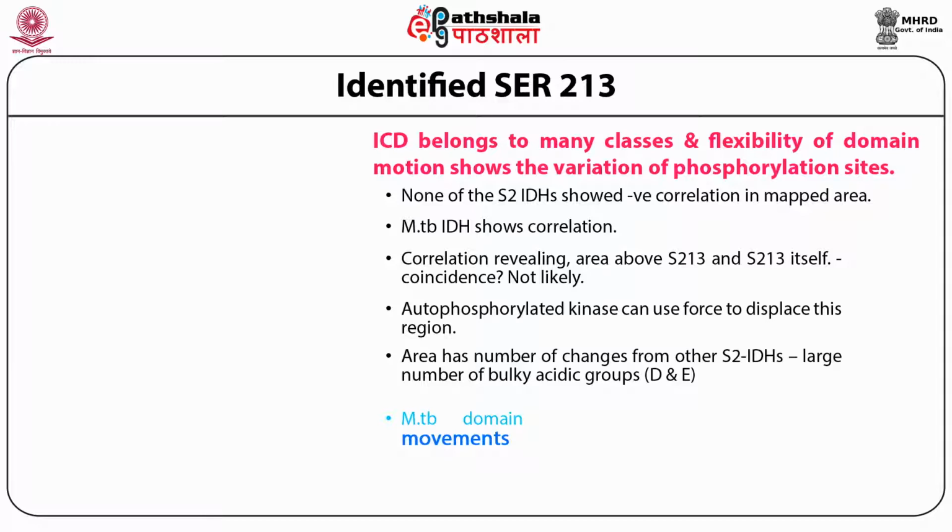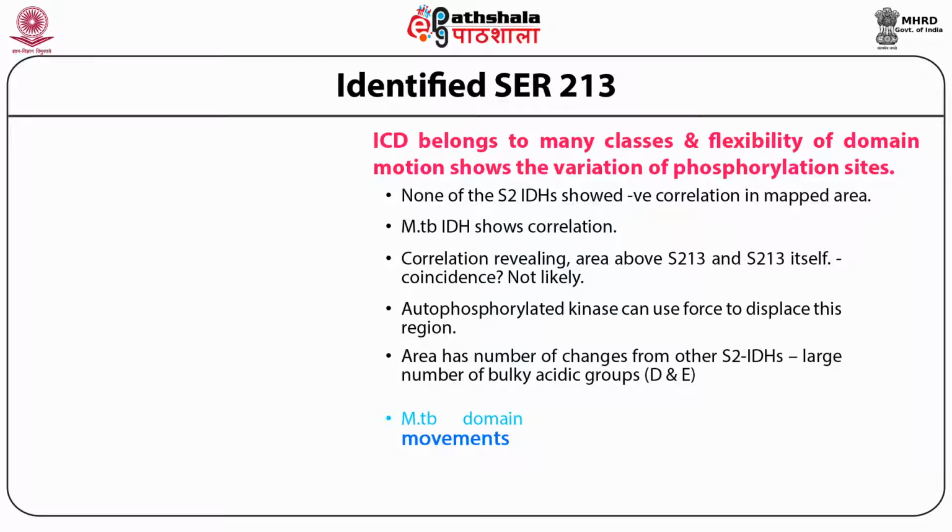What we saw is a series of classes or groups, called the S2 group of IDH. There are 4 groups actually, and these groups are classes of IDHs, ICDHs. Amongst all of them we portrayed the correlation function, and we focused on the one having the 213 residue or associated residues and their near neighbors. What we noticed, and I will show you by the correlation plots, is that only MTB shows a good correlation.